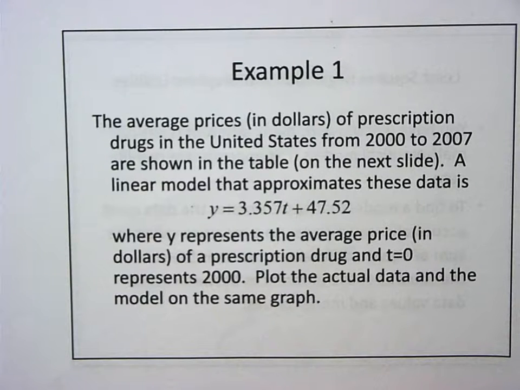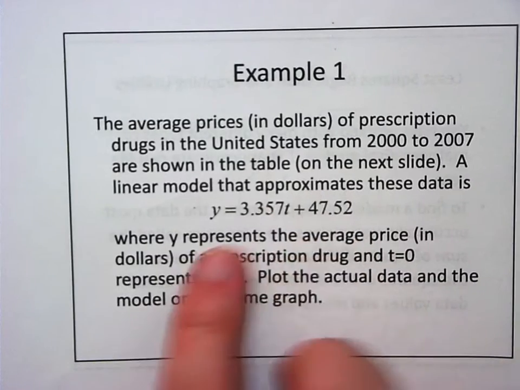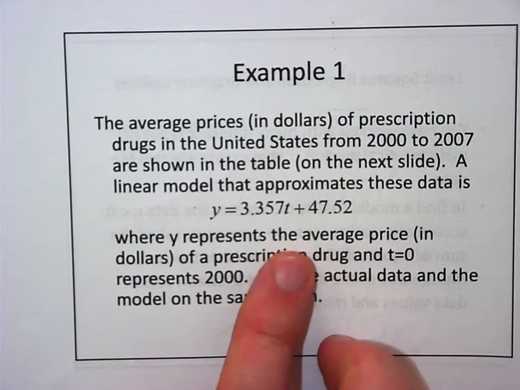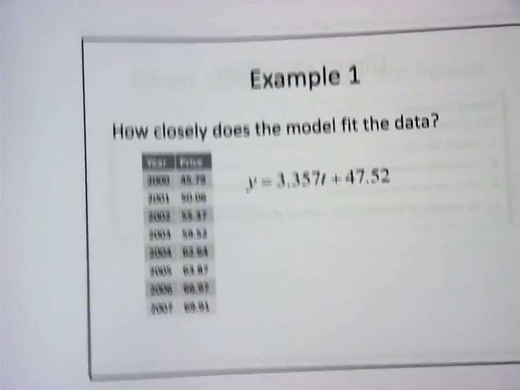So, in this example, the average price in dollars of prescription drugs in the U.S. from 2000 to 2007 is shown in the table. A linear model is given there. Y represents the average price in dollars, and t equals 0 is the year 2000. I'm going to plot both the data and this model. When they talk about a model, they're talking about an equation on the same graph.